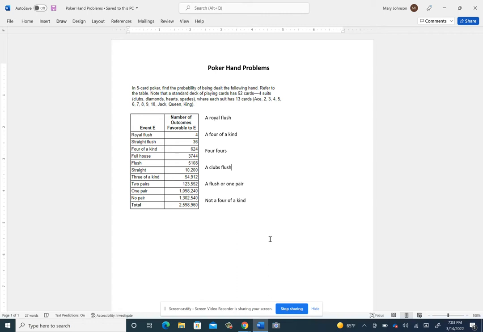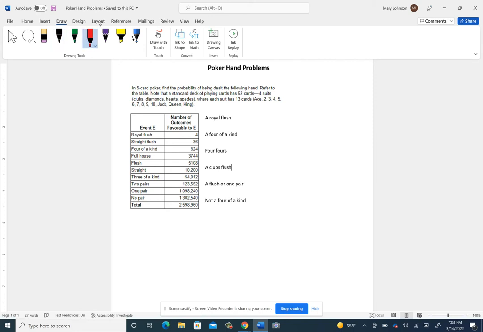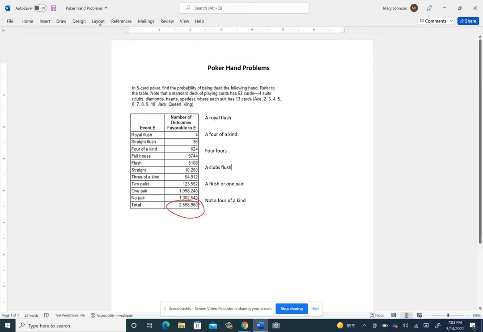Okay, so this chart right here has all the possible poker hands you can get. That number right there came from taking the 52 cards in the deck and choosing 5. And the order didn't matter. So if you got an ace 2 3 4 5, that'd be the same as a 4 5 2 3 ace. So that's why it was a combination and not a permutation. Okay, that's where that 2,598,000 number came from.